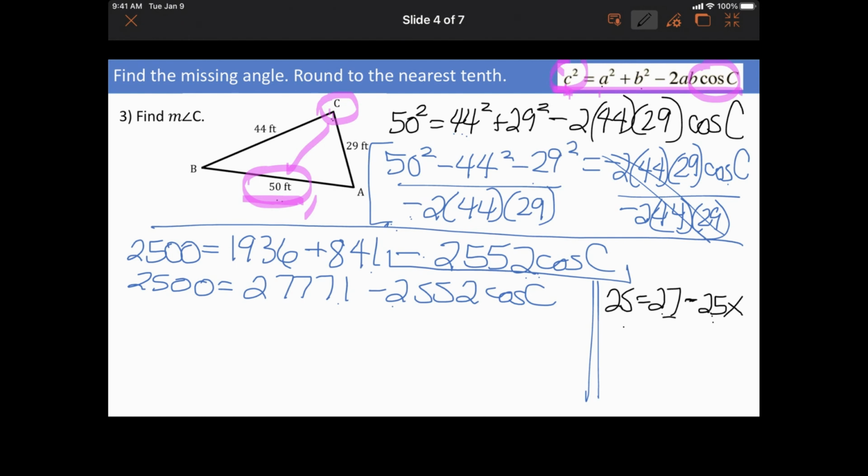So we're going to subtract 27,771. So this is going to get us a negative number here, which is fine. Which is what we're going to want because we're going to have a negative number here.